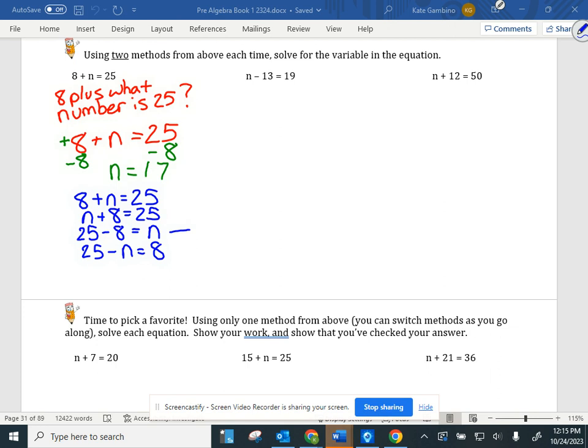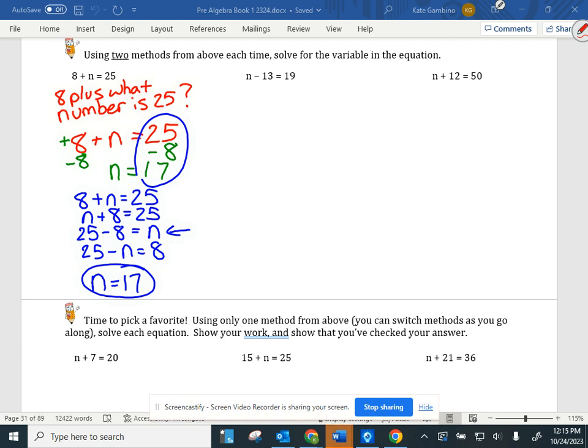So this one is the one that's like what we had up here. 25 minus 8. We're going to get 17 for an answer. So your final answer, you're going to want to solve it. Am I done? Why not, Kaylin? I need to check my answer.